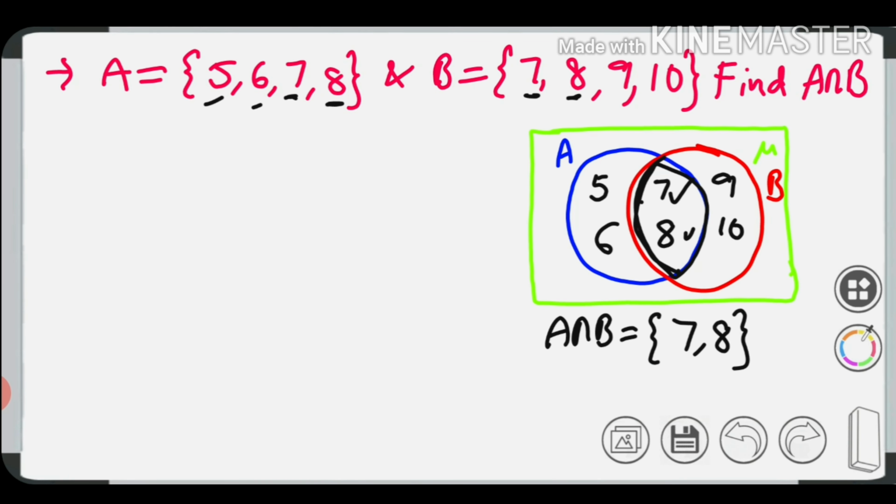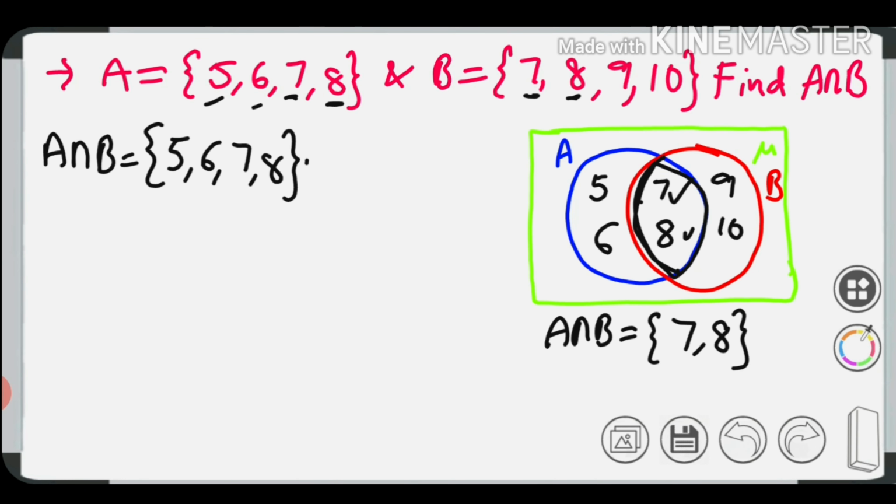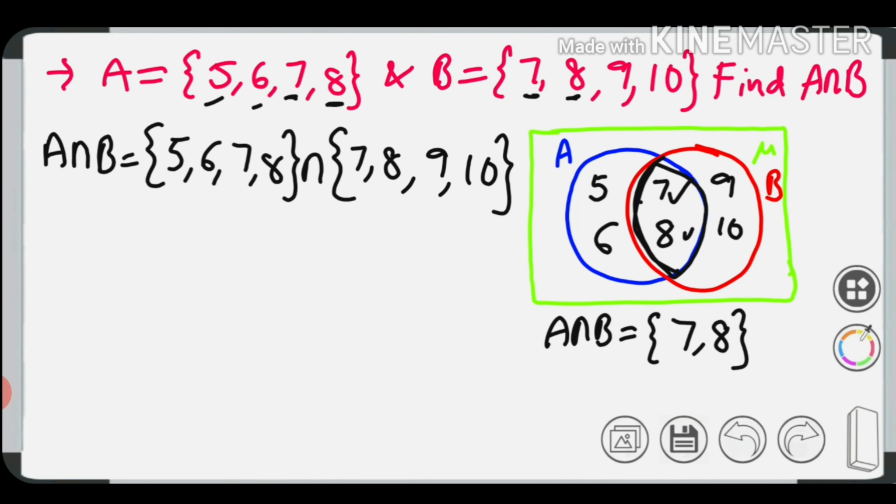Now doing the problem, A intersection B means first we have to write the set A, that is 5, 6, 7, 8, intersection, and we have to write B, 7, 8, 9, 10. In this A intersection B, we have to write a single set, and in this set we have to write those elements which are in A and B. Now 5, observe 5, it is in A but not in B.